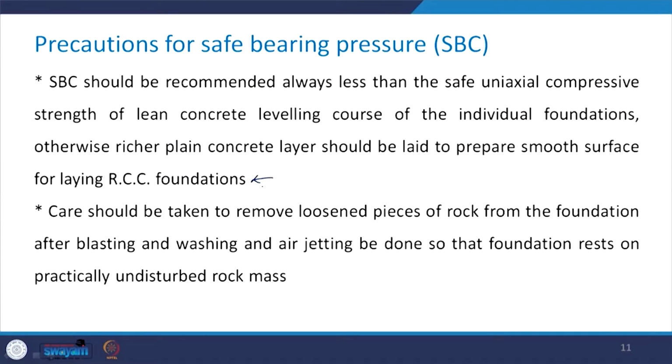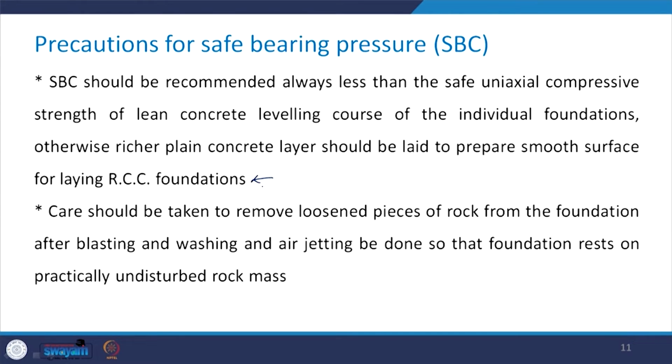Now, there are few precautions for the safe bearing pressure when these are recommended. So, one needs to keep in mind that the safe bearing pressure should always be recommended less than the safe uniaxial strength of the lean concrete leveling course of the individual foundations. Otherwise, a richer plain concrete layer should be laid in order to prepare the smooth surface for laying the RCC foundation.